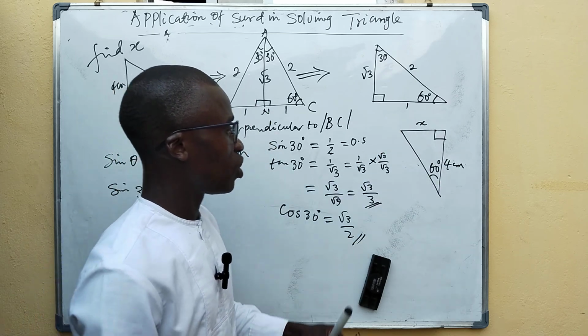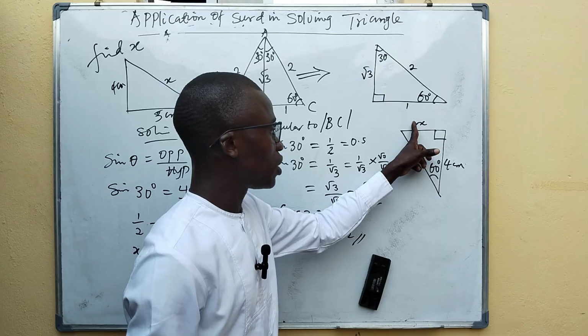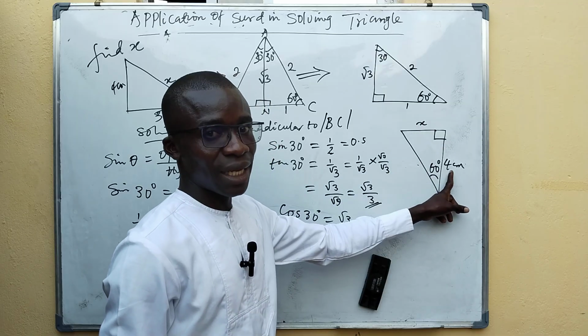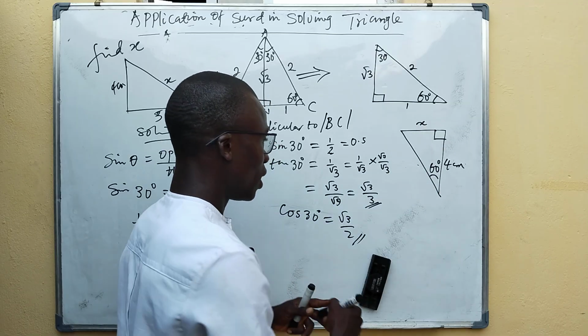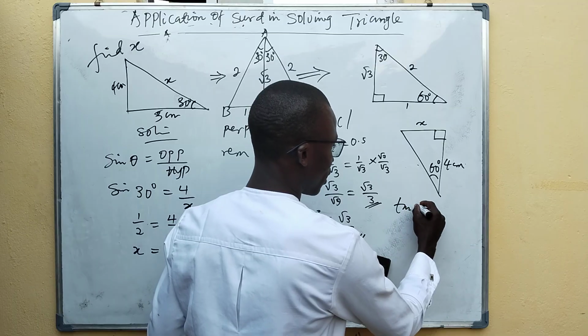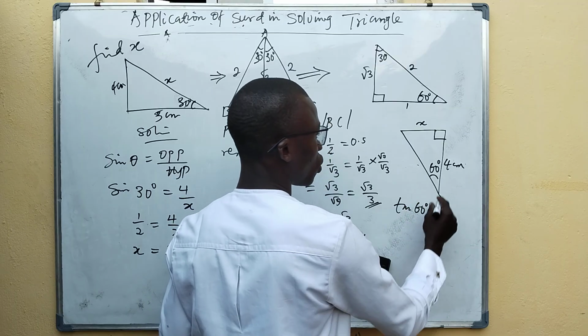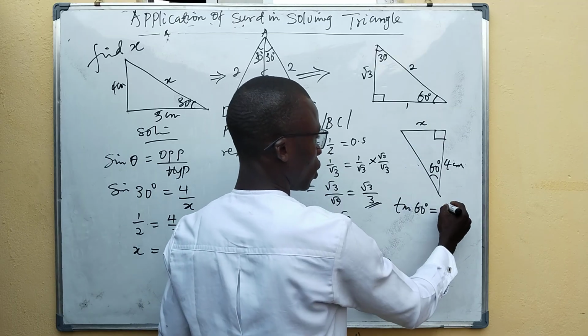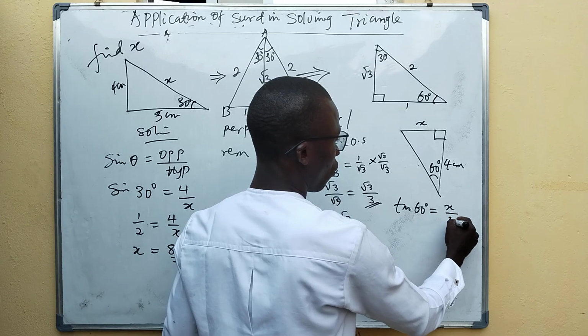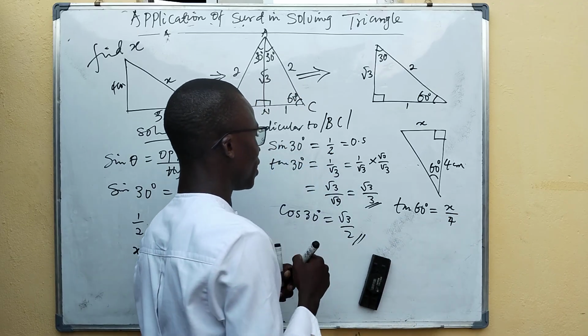The only point to consider is, what is this? This is our opposite and this is our adjacent. Opposite over adjacent is tan theta. So you are going to say tan 60 degrees is equal to opposite over adjacent, which is x over 4. Okay, what is tan 60?